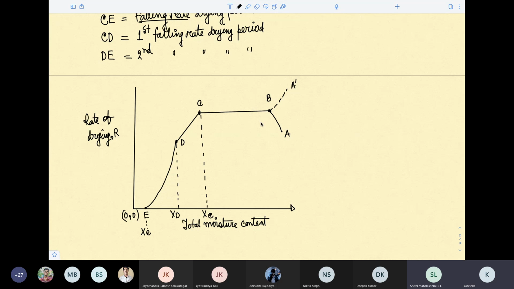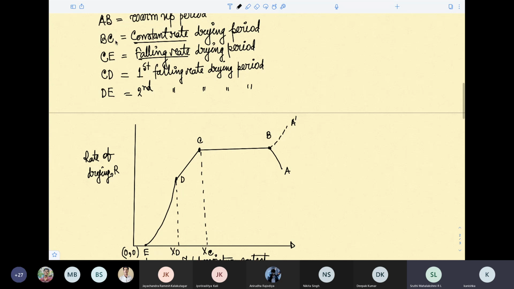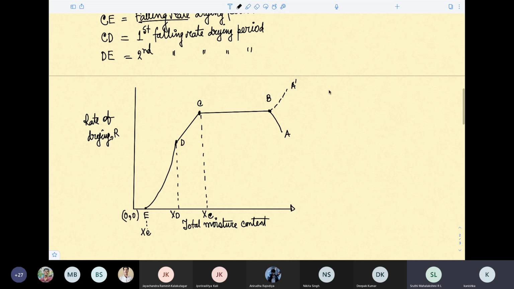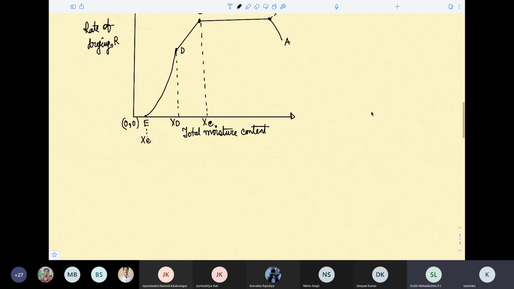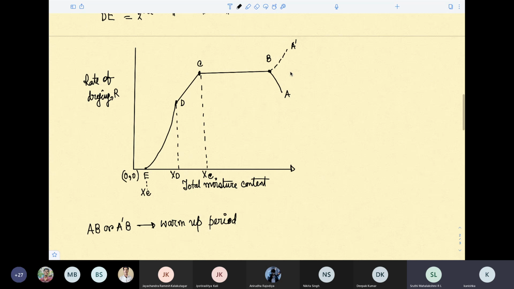And this is A and B. Now, this is A, B or A prime B. What we said is that AB is the warm up period. Let's say the AB or A prime B is called the warm up period.